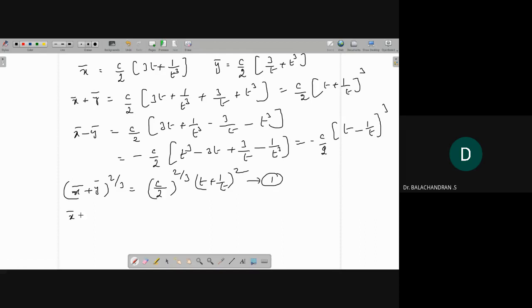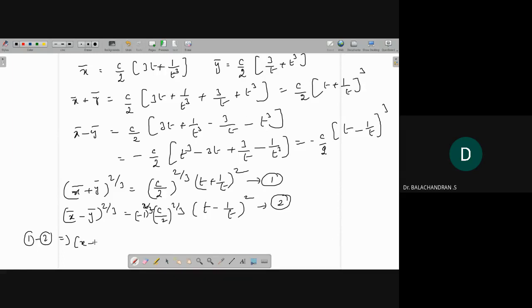So next, x bar minus y bar whole power 2 by 3 equal to minus C by 2, or you can write minus 1 whole power 2 by 3 into C by 2 whole power 2 by 3. So this is 1. So C by 2 whole power 2 by 3 into t minus 1 by t whole power 3 whole power 2 by 3, which is whole square. So now, 1 minus 2.